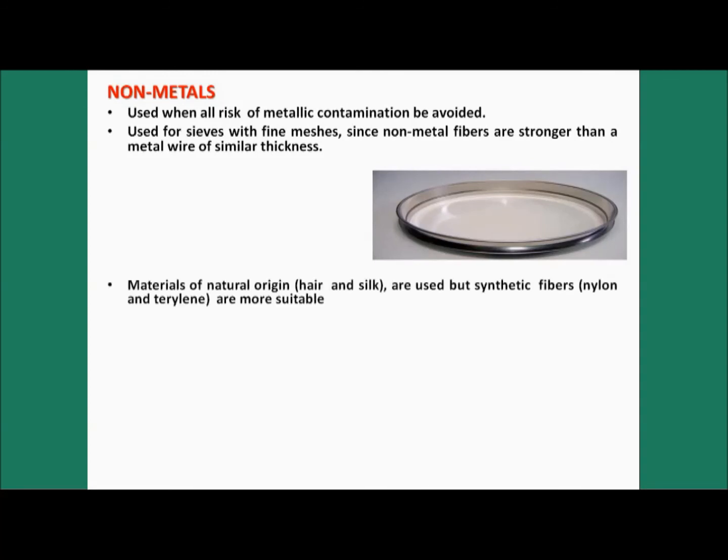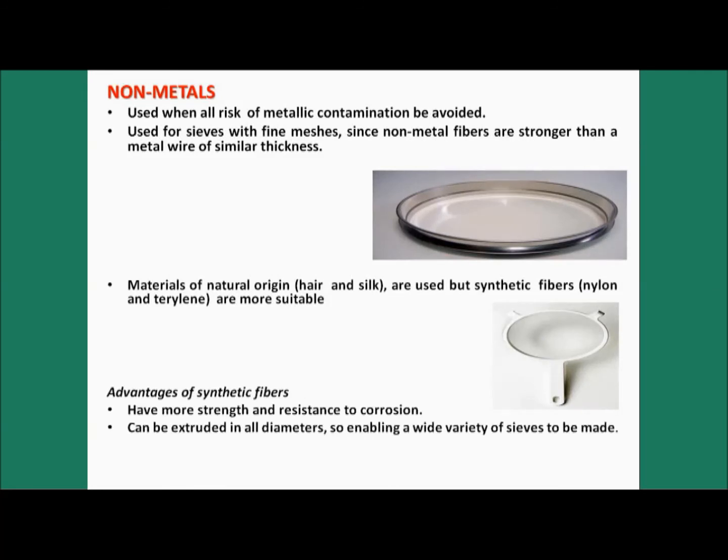Materials of natural origin like hair, silk, or sometimes synthetic fibers like nylon and terylene are mostly used for the construction of the non-metallic sieve. This is an example of a non-metallic sieve. This is a type of sieve similar to what we use in our household for straining tea, right? The advantage of synthetic fibers is that they have more strength and resistance to corrosion. Moreover, they can be extruded in all diameters, so a wide variety of sieves can be made using non-metal fibers like nylon and terylene.